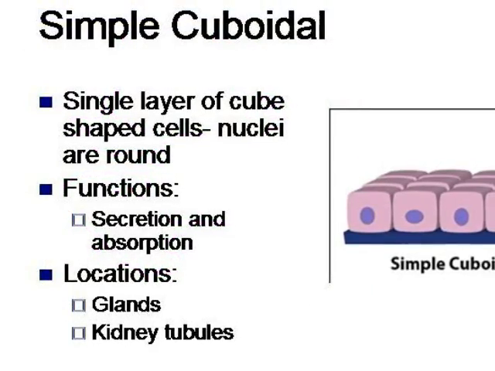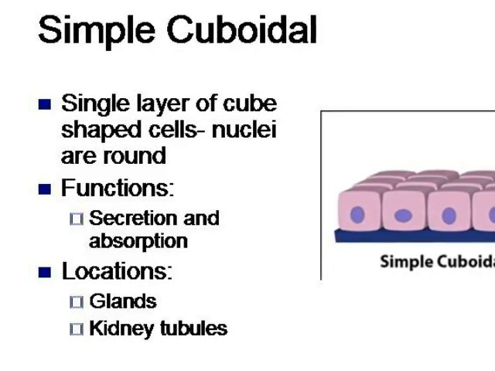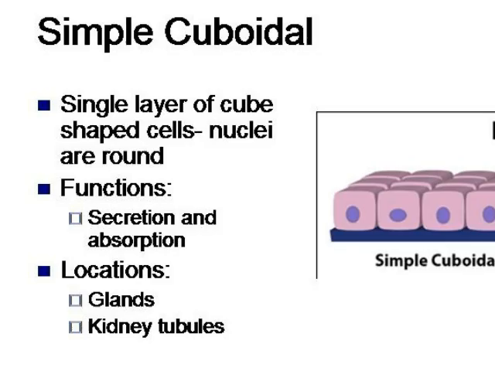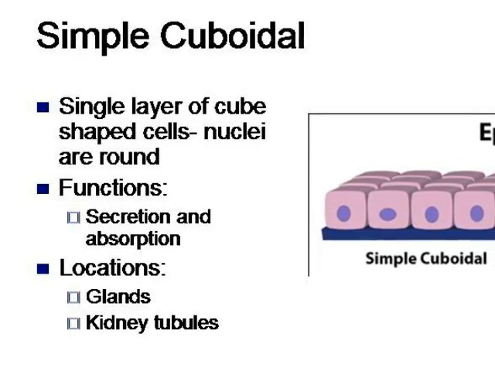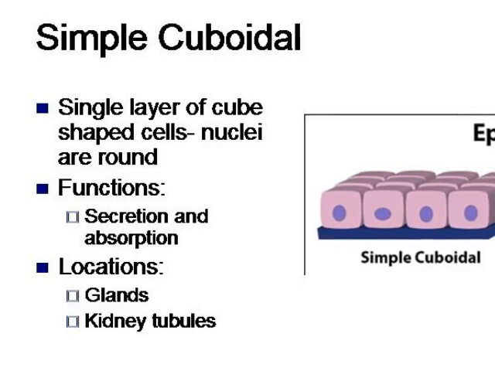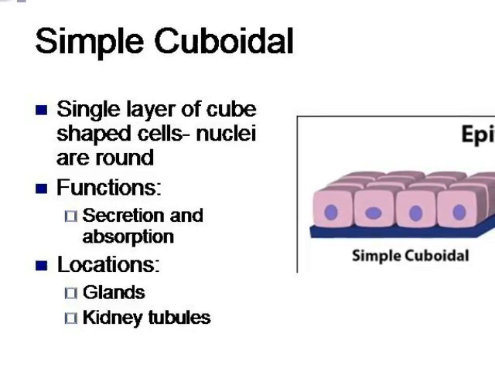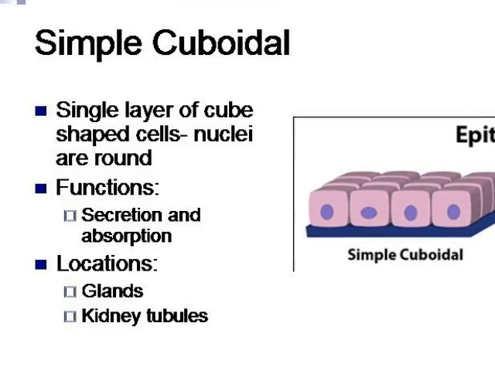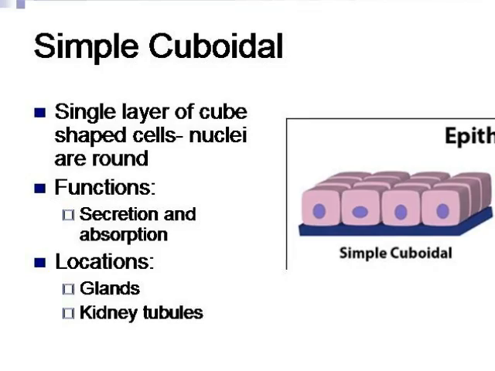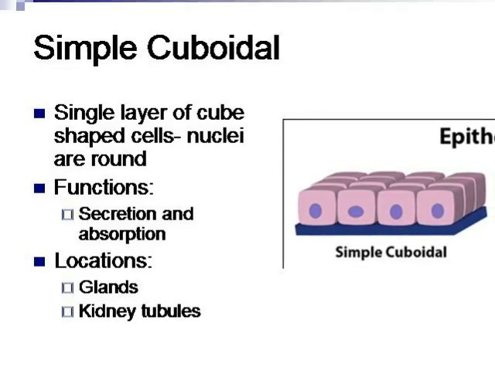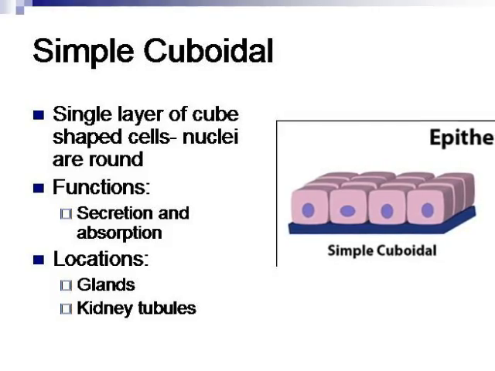The next type of epithelial cells are simple cuboidal cells. Simple cuboidal cells are a single layer of cube-shaped cells. The nuclei of simple cuboidal cells are round. They also line up almost in a straight line. This helps you to identify that it is a single layer of cells. The functions of simple cuboidal cells are to secrete chemicals like hormones and to absorb things like nutrients.